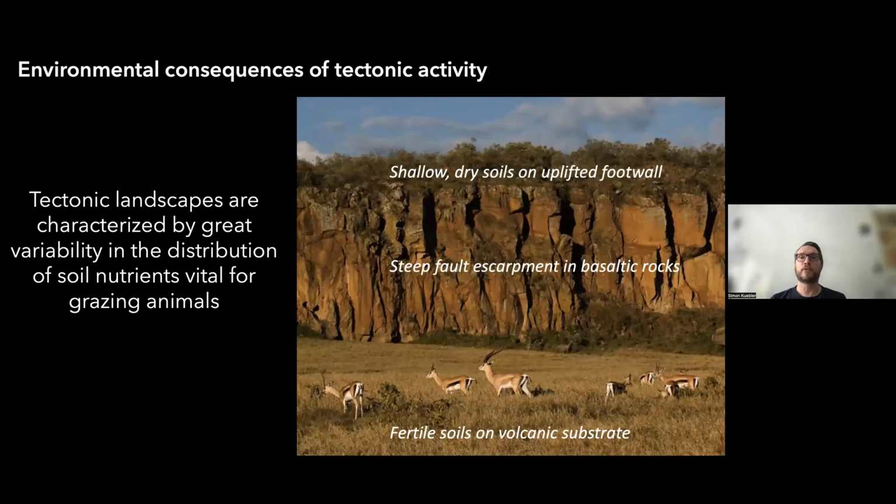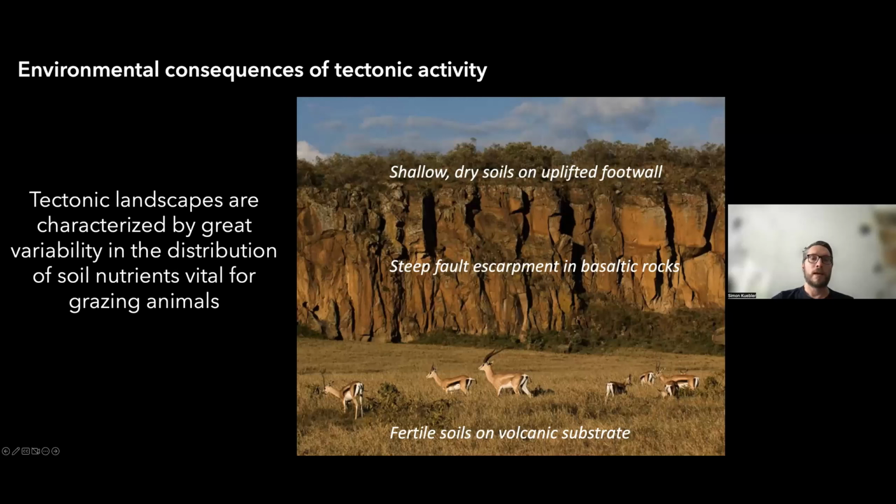And these processes have direct consequences for grazing animals. For example, if you look at a picture from the Lake Baringo region, we've seen the maps in the previous talk before, that's in the northern central Kenya Rift. This is a very typical picture of a landscape in that region. You have dry, shallow rocky soils on uplifted footwalls of the normal faults. You have very steep fault escarpments in volcanic rocks, and you have fertile soils on volcanic substrates with greater and more reliable availability of water.